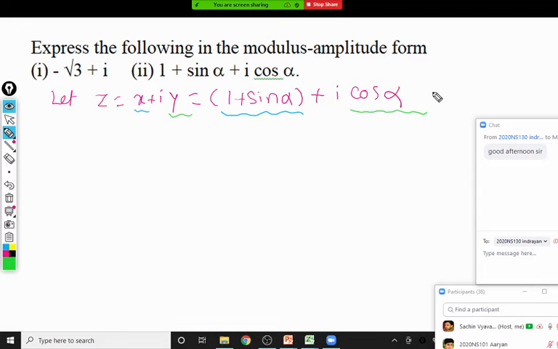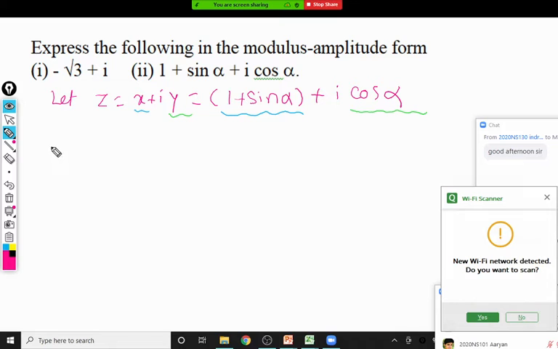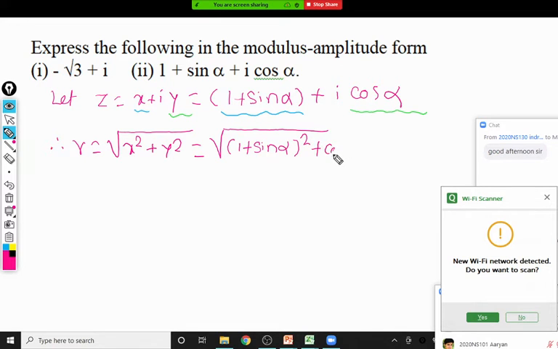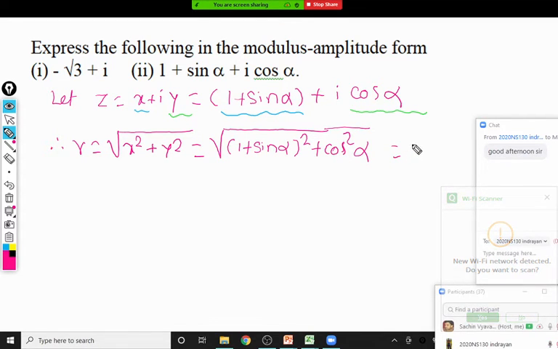So here z equals x plus iy, and we got x and y both. First we should calculate r and theta. Therefore r is the root of x square plus y square. So this is the square root of (1 plus sine alpha) whole square plus cos square alpha. What will be the simplification? Anyone? 2 plus 2 sin alpha.